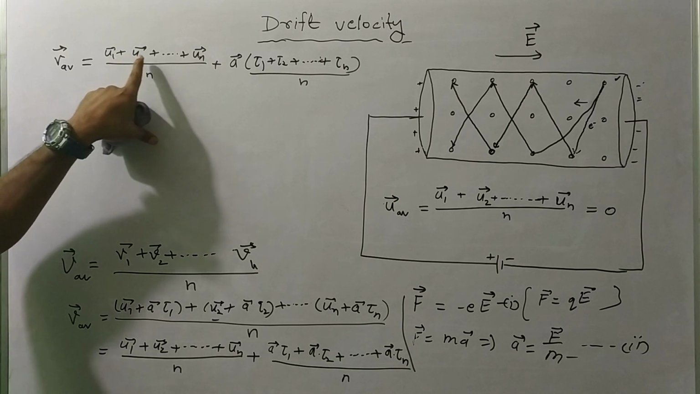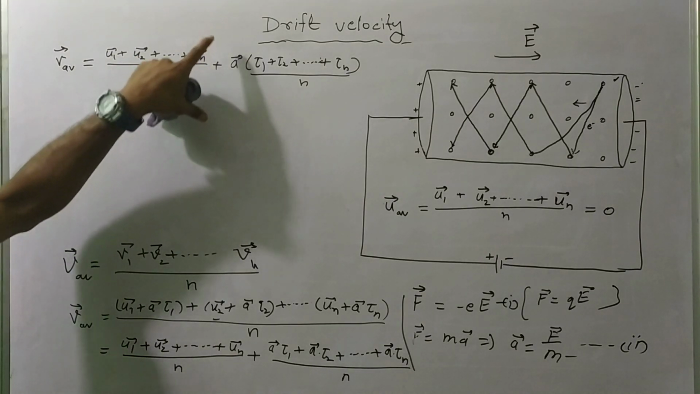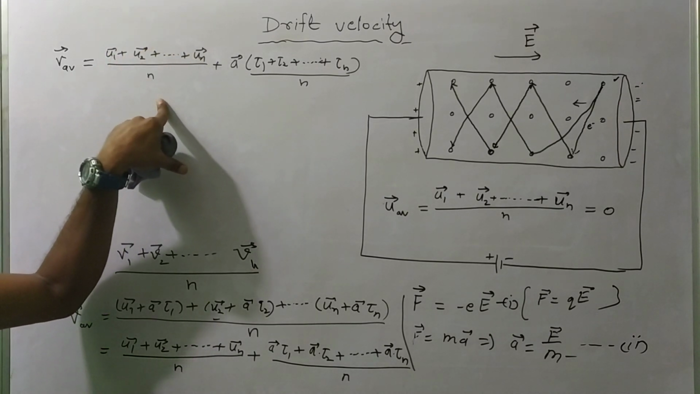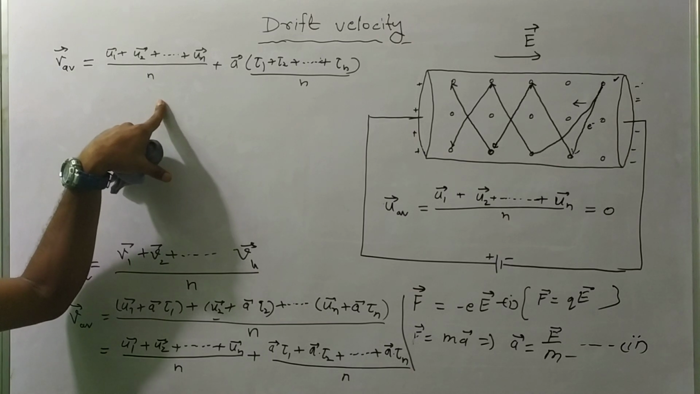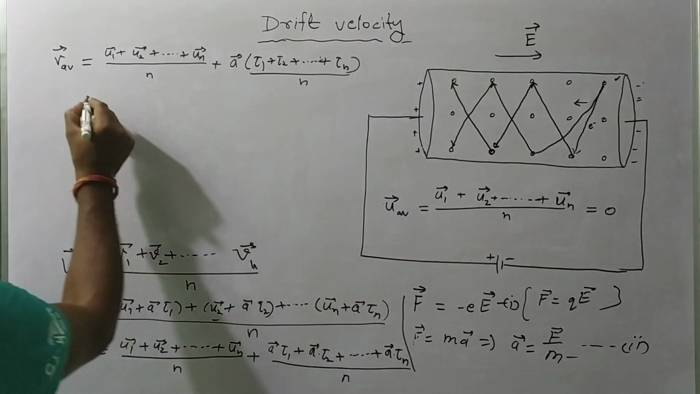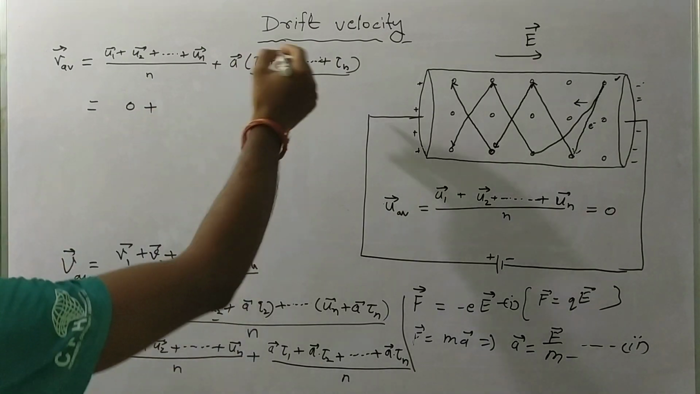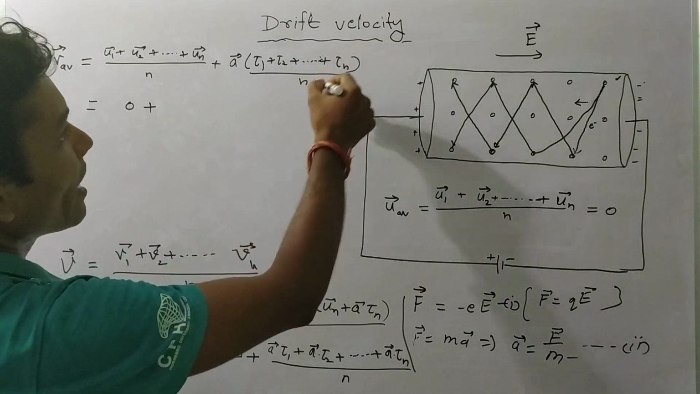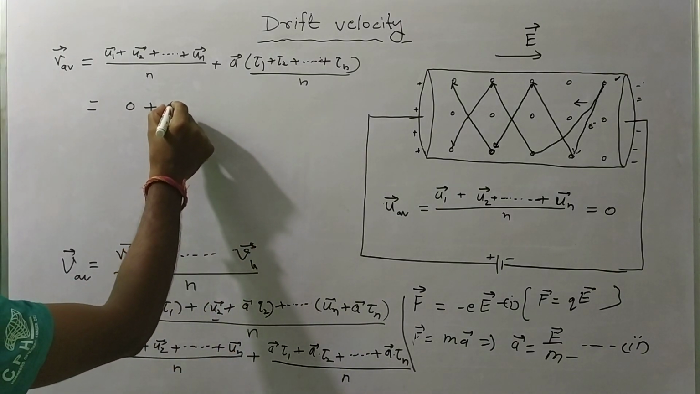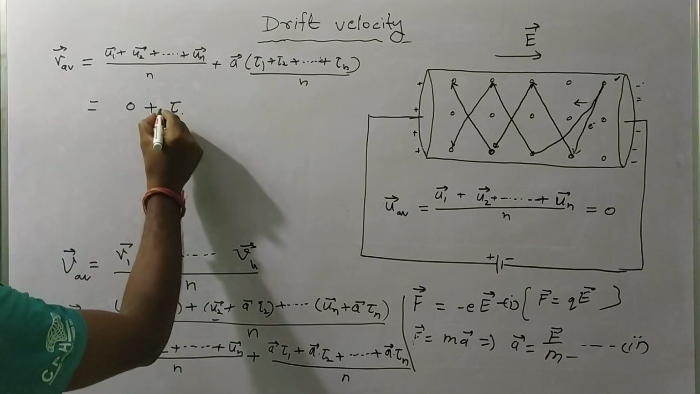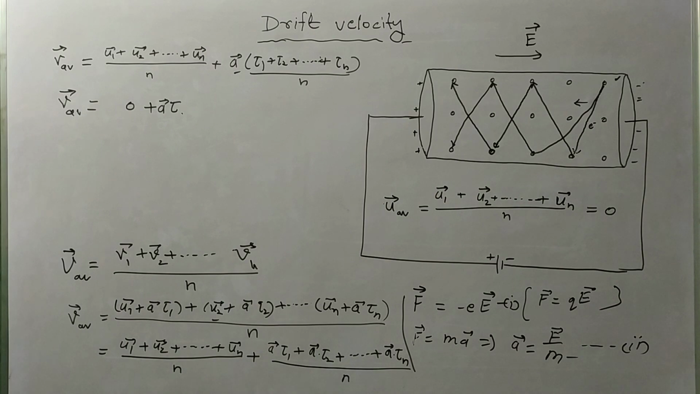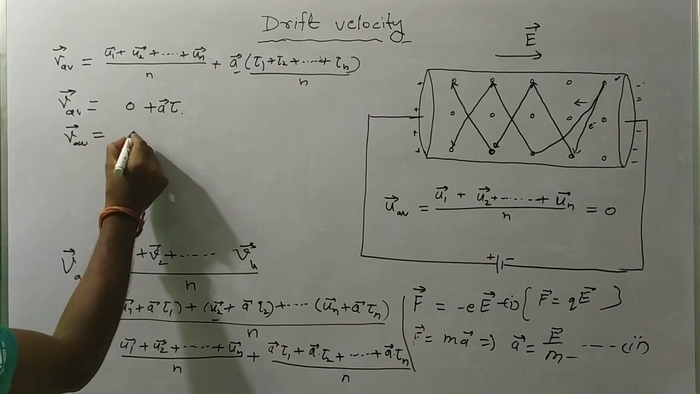Here vector u1 plus vector u2 plus vector un upon n is the average velocity in the absence of an external electric field, the average thermal velocity of free electrons, and this is equal to 0. So here it will be 0 plus, now this is tau 1 plus tau 2 plus up to tau n upon n. This is the average relaxation time. So the average relaxation time can be written as tau, and vector A, this one. So this is the average velocity, or V average will be equal to vector A tau.